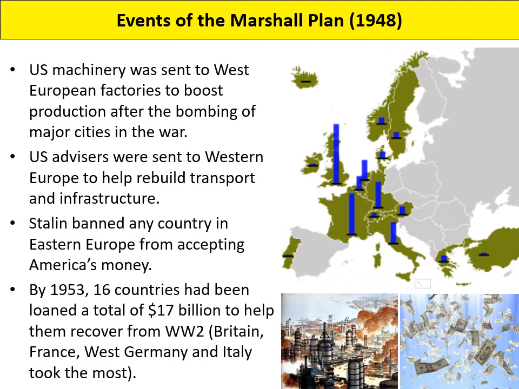Now, in terms of the events of Marshall Plan or Marshall Aid, they're sending machinery, they're sending specialists, they're sending equipment, and they are sending billions of dollars to all of the countries you can see on this map. The blue bar gives you a very rough idea of how much money is being sent to each country. So you can see that Britain in particular is getting the lion's share of this, followed by France, and then West Germany and Italy. Now, Stalin bans any Eastern European country that he already influences or controls from accepting America's money. Instead, he'll come up with the Comecon, which we'll come over in a couple of minutes' time.